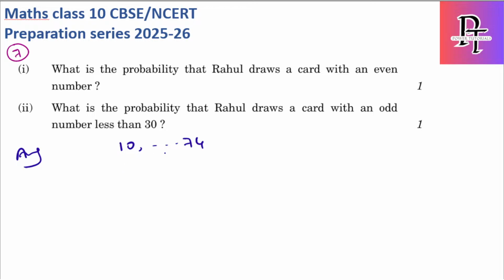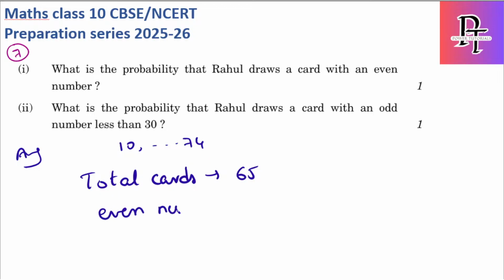The total number of cards is 65. Why? Because 11 to 74 is 64 numbers, plus 1 which is the 10. So hence the total number of cards is 65.